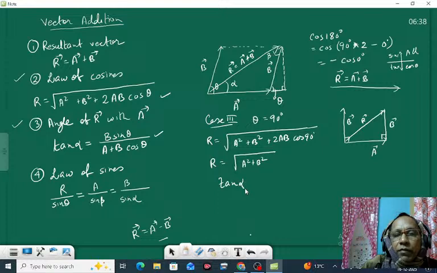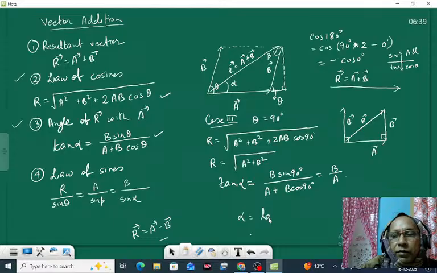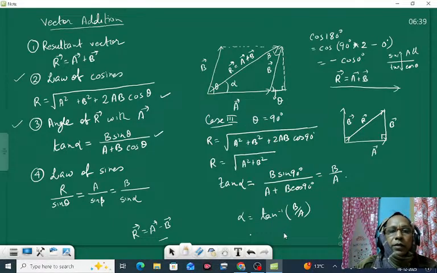And we find the tan alpha, the angle with vector A, then it is the same as b sin 90 degree by a plus b cos 90 degree. Sin 90 is 1, therefore it is b by a. Therefore the alpha will be tan inverse of b by a. So we can find any addition of vectors with this formula only, that is the law of cosine.